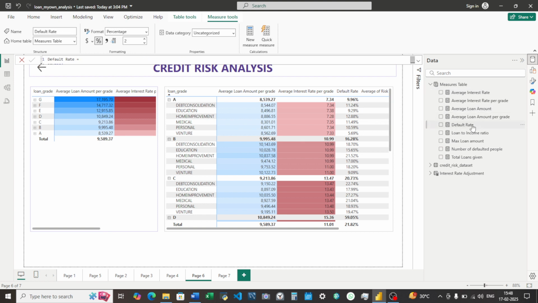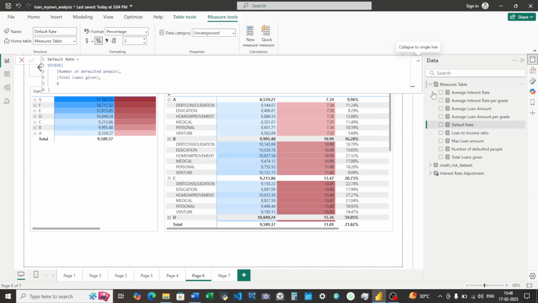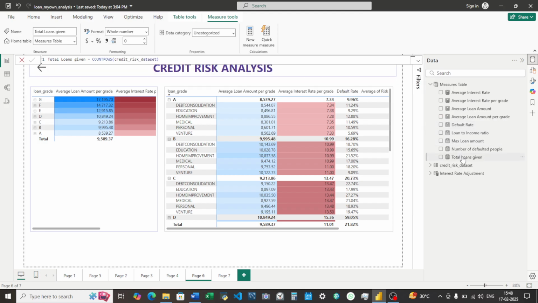And then I found out the default rate. How did I find it out? By dividing the number of defaulted people by the total loans given. Total loans given is found using the count rows option, wherein I counted all the rows present in the dataset. For the number of defaulted people, I made use of the calculate function and counted only the loan status which has a value of 1, which pertains to the people who actually defaulted. So these are the measures needed to answer this question.